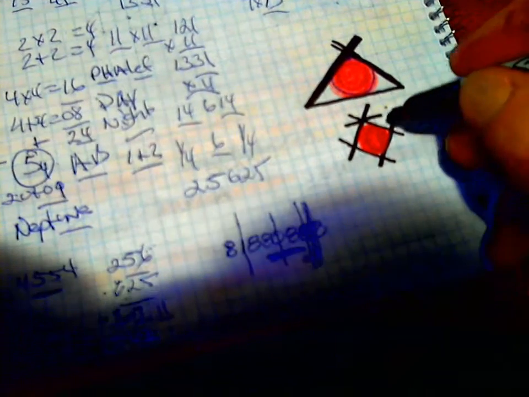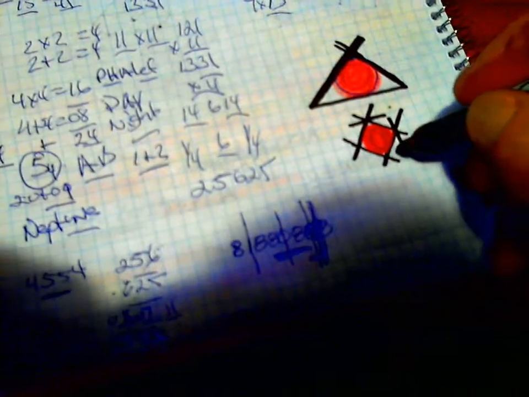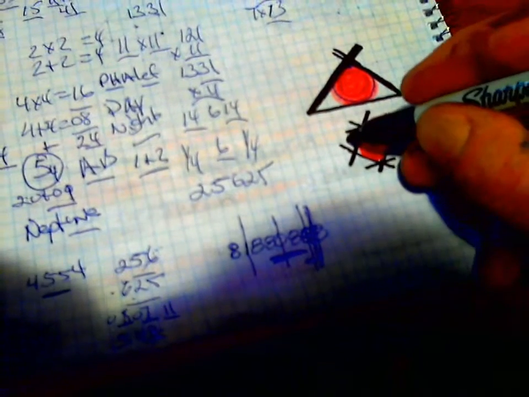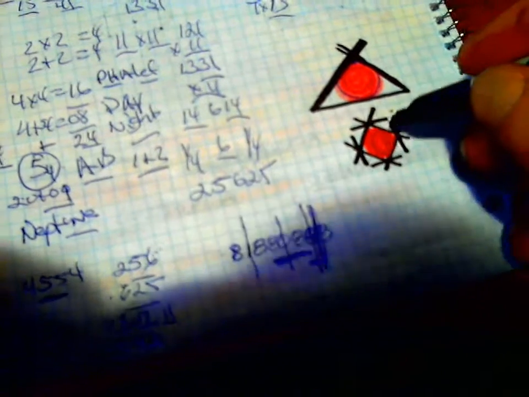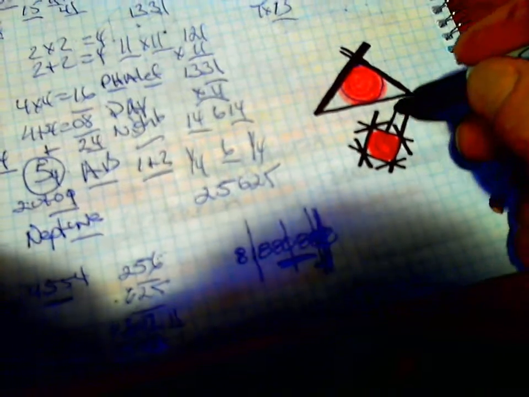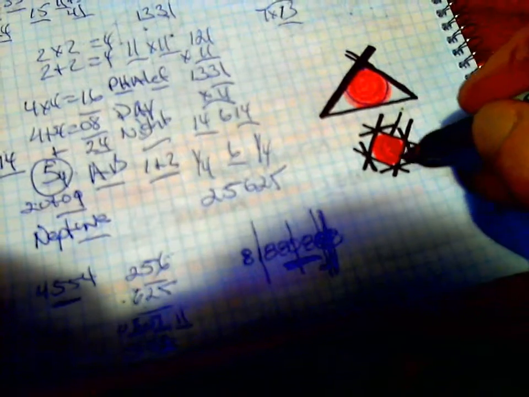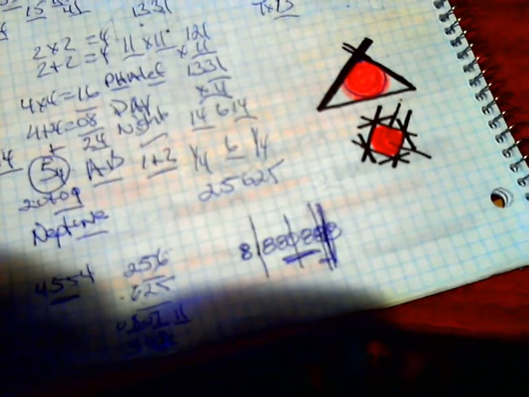I'm going to put one here. I'm going to put one here. I'm going to put one here. And I'm going to put one here. See all these tights? Now watch what happens. Now we have to put one here. Now we have to put one here. And that's all we have to do.